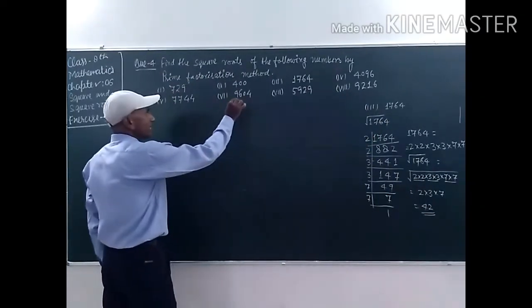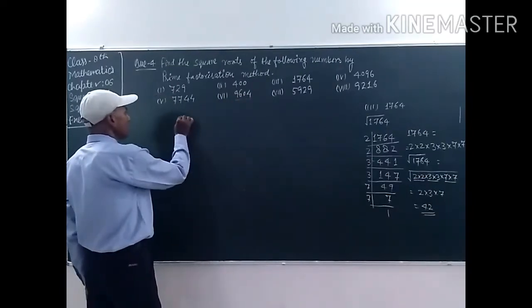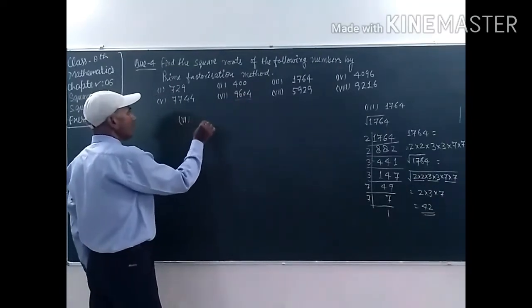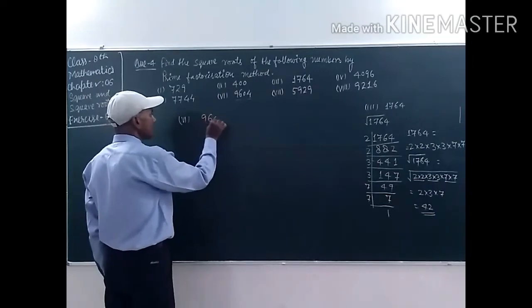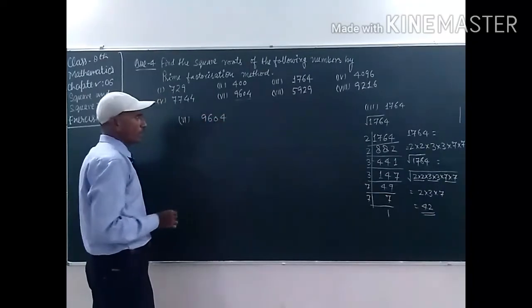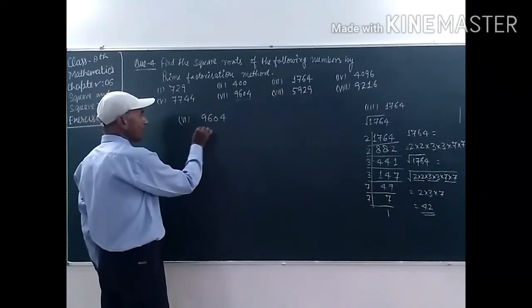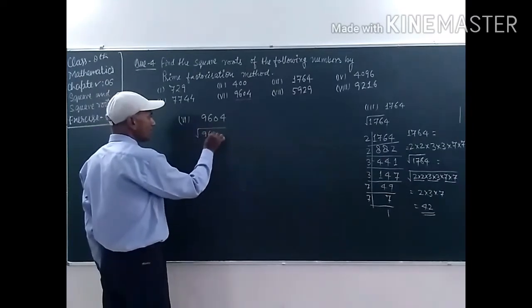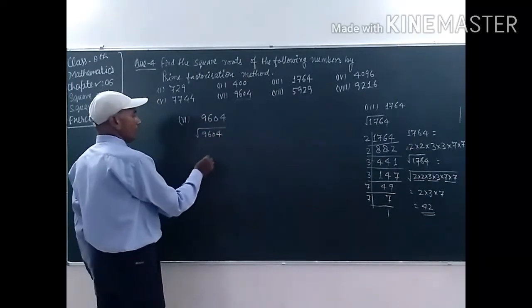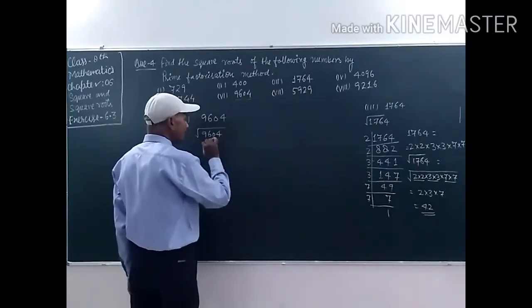Now we have to take the 6th part of this question, students, that is 9604. Now we have to find the square root of 9604 and find the prime factors of this number.